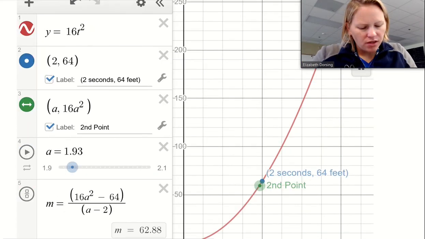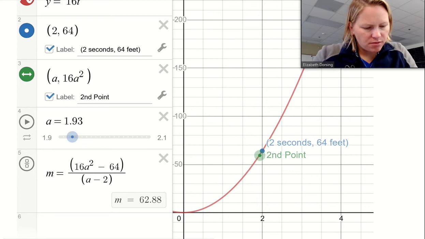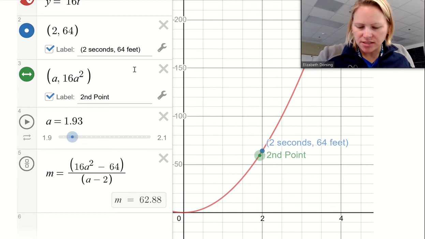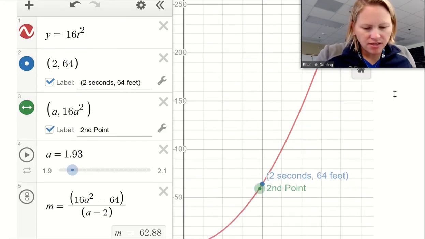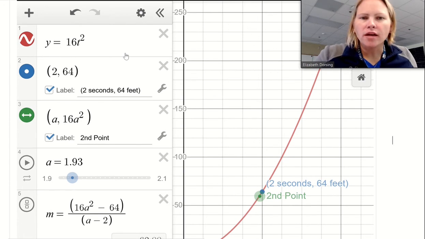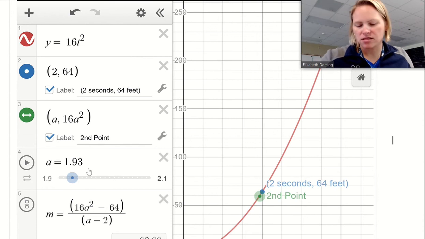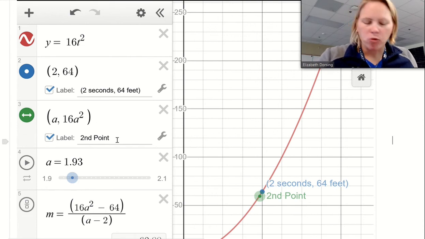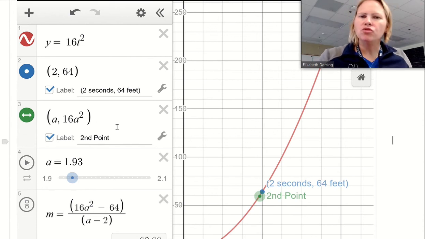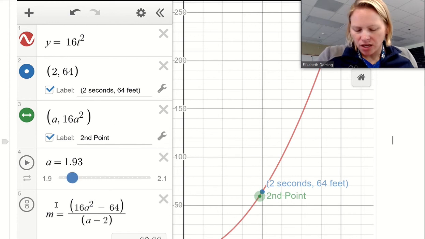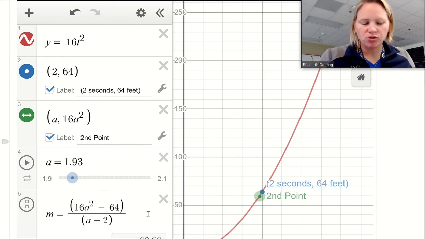So I have here an image of a situation in Desmos, and you can see that I have plugged in our equation, y equals 16t squared. I've labeled the point 64 because that's the blue spot here. That's where we're trying to estimate. And I've created a movable point. So this point's going to move. This is the point we're trying to find the slope between. And so if you look down here, the very last one in box number 5, this is the slope between my movable point and the time 2 seconds.